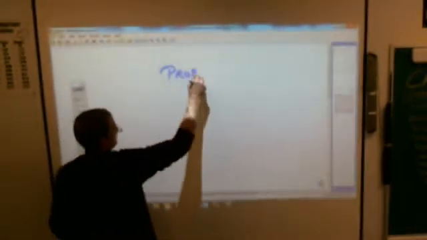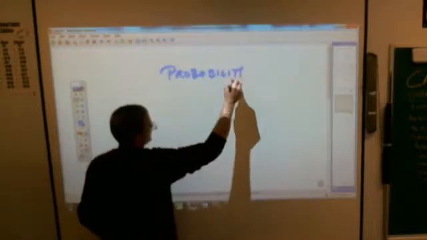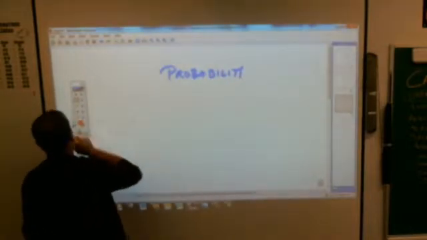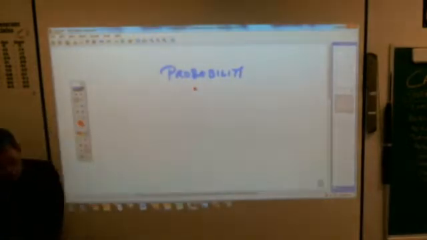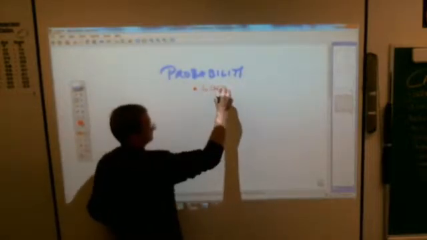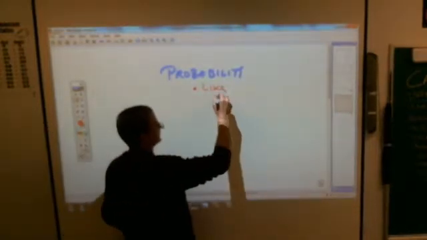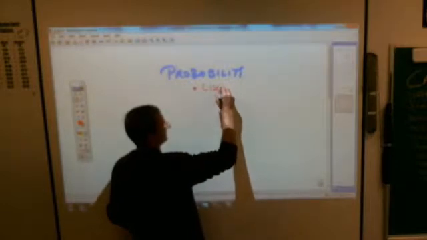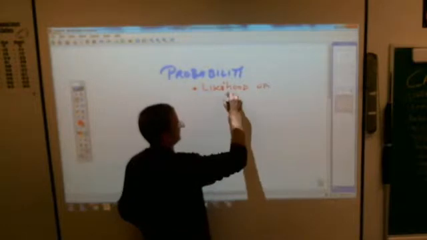Probability, please, ladies and gentlemen. What is probability? Probability is the... anybody? It's the likeliness. What's the word? The likeliness? I don't think so. Actually, the book says likelihood. I'm going to put likely. Go with likelihood. Likelihood, I mean, of something happening.